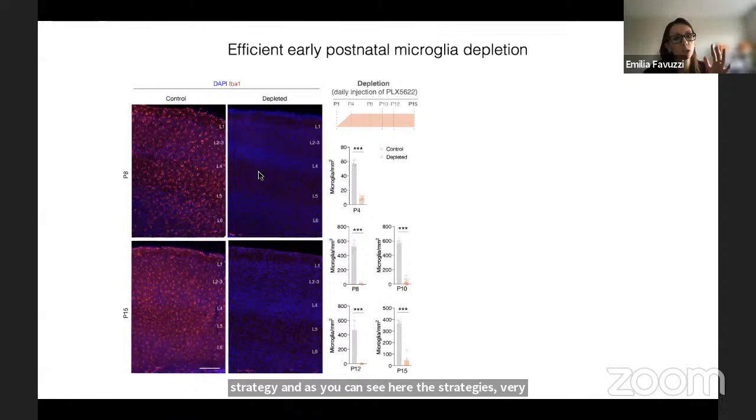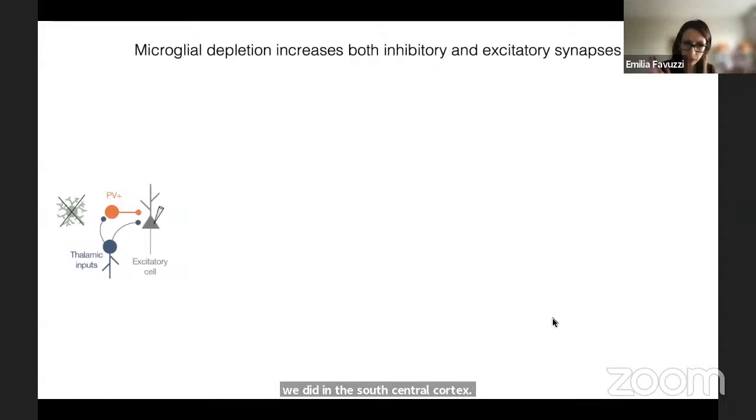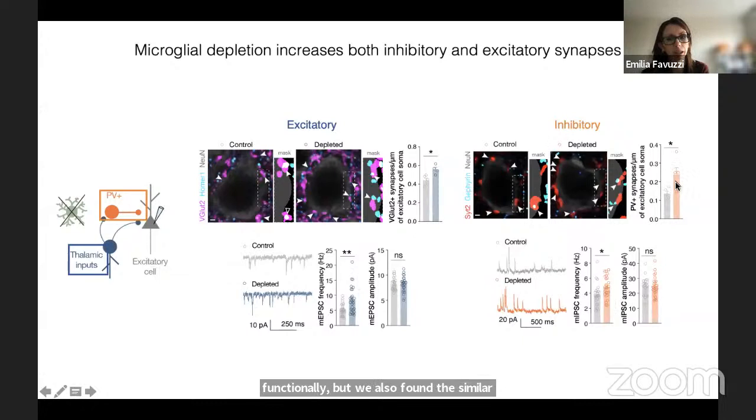And that is true from P4 throughout development until P15, when we stop our depletion protocol and looked at what happened to the cortical circuits. And today I will mainly focus on parvalbumin positive synapses for the inhibitory circuits and thalamic inputs as a comparison for the excitatory circuits and the work that we did in the somatosensory cortex. So like I mentioned, we depleted microglia and first looked at excitatory synapses, and consistent with previous work, we found that there were increases in microglia depleted mice, both structurally and functionally.